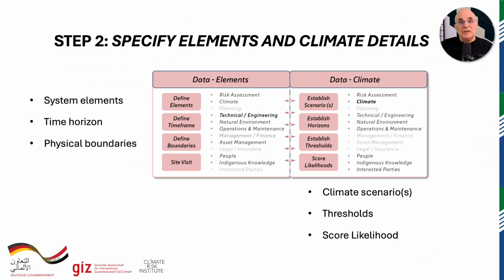In step 2, we start to gather data, and in 2 categories, system elements and in climate. System elements, we consider what are the bits and pieces we're looking at within this system. What time horizons are we considering in the assessment? What are the physical boundaries of the assessment? And in data for climate, we're considering what are the climate scenarios we need to be worried about? What are the thresholds that are going to impact the system elements? And then we score the likelihood.